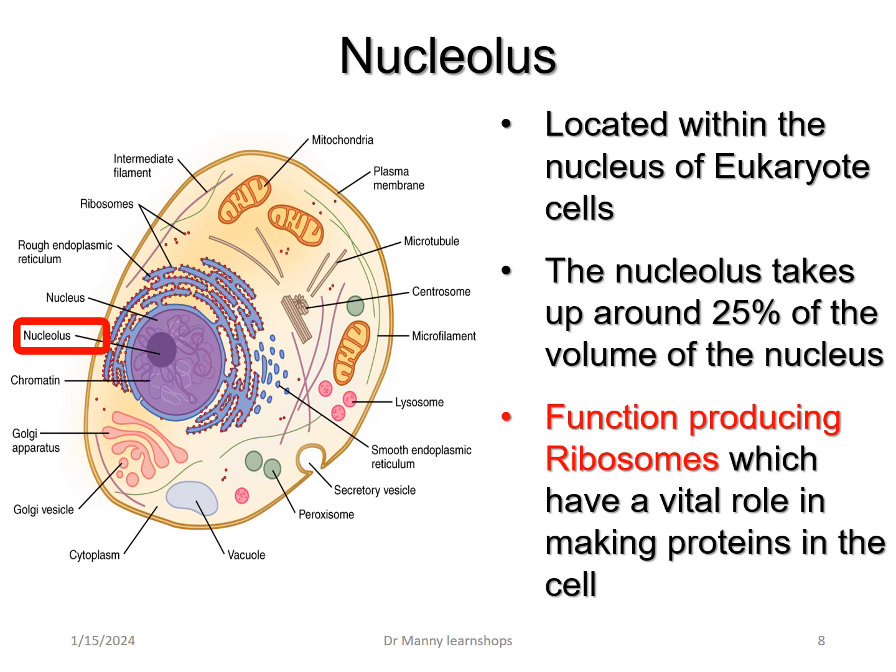The nucleolus, as I said, is located in the nucleus of the eukaryote. The nucleolus takes up about 25% of the volume of the nucleus, and its main function is to produce ribosomes, which are essential elements for making proteins in the cell.